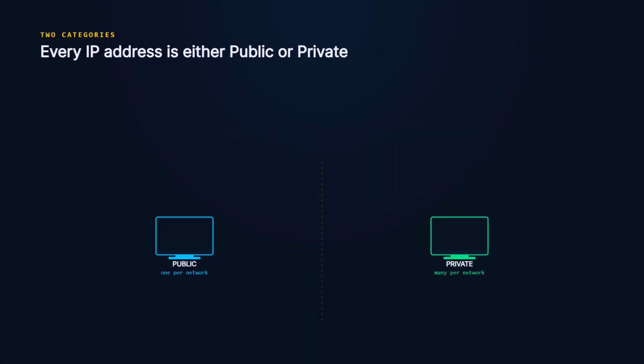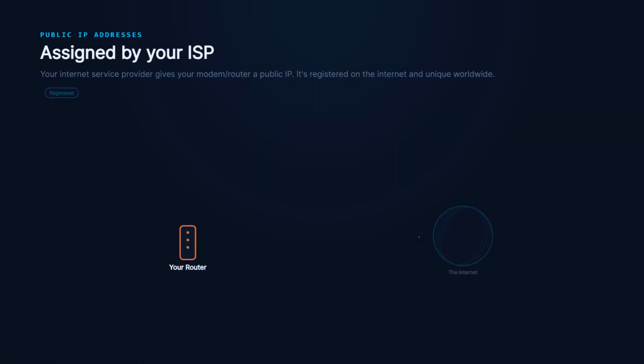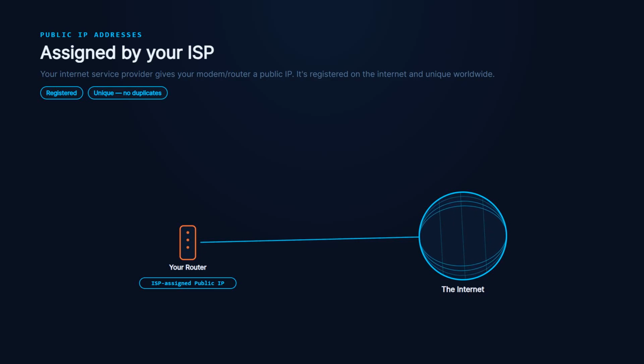And there are two different types of IP addresses. There's public and private. So what are the differences between the two? Let's first talk about public IP addresses. Now, when you order internet service from an internet service provider, they are going to assign your modem or your router in your home or business a public IP address. This public IP address is registered on the internet. It's what gives you access to the World Wide Web. So, if you don't have a public IP, you cannot access the internet. Public IP addresses are also unique. There are no duplicates anywhere in the world of public IP addresses.